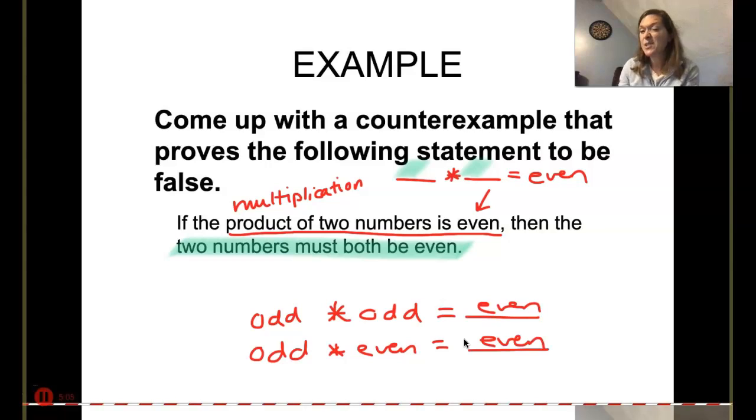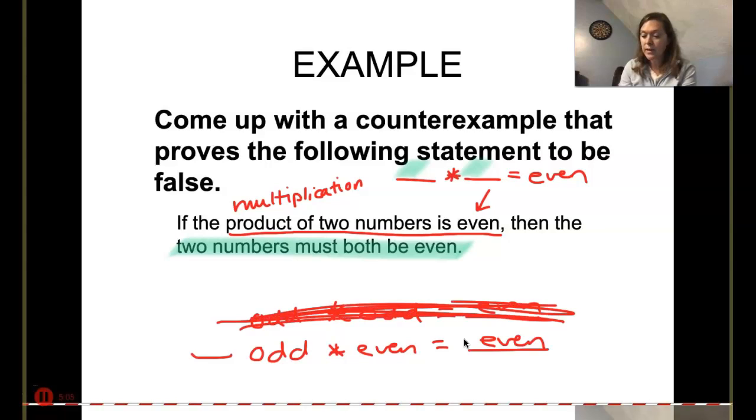Can you come up with any actual answers? Let's do odds. Give me an odd number. 3. 3 times another odd number. 3 times 9, that's 27. That doesn't work. Let's do 5 times 7. That's 35. So that's still odd. So that doesn't work. So odd times an odd probably is not going to get us a counterexample. So let's ignore that one.